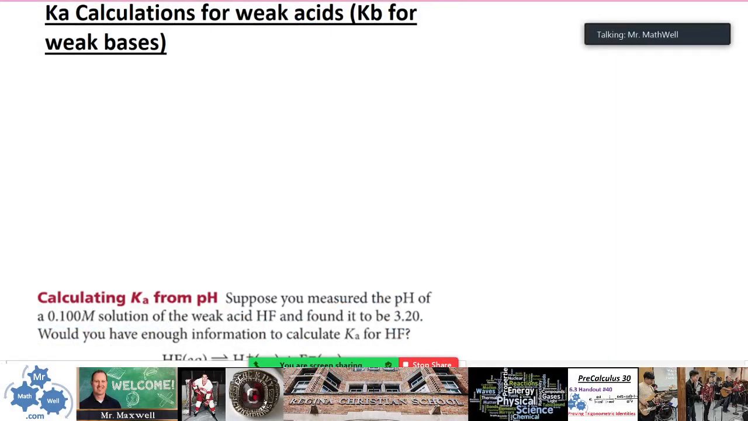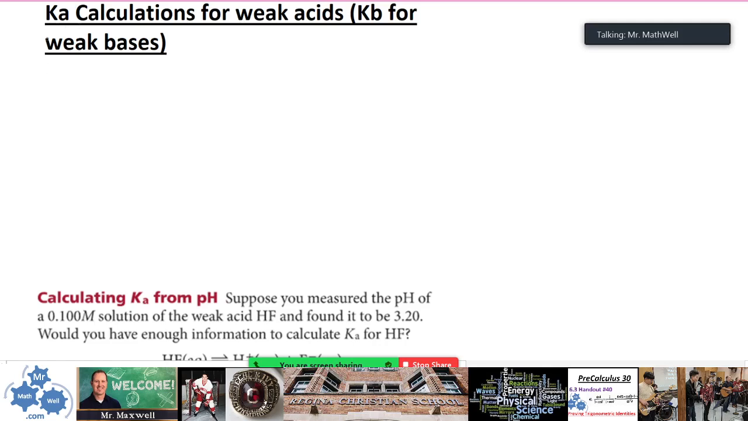Okay, so we're talking about Ka calculations for weak acids. We know about Ka and Kb for weak bases. We know that if that value is very, very high, we have a very strong acid or base. And a very strong acid completely dissociates, or very nearly completely dissociates, so that there is nothing of the original acid left. It's completely dissociated into its ions. That's very strong. But for weak acids, similar to KEQ, we have this Ka value.